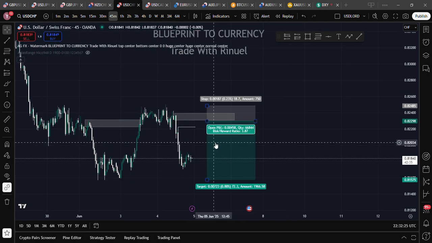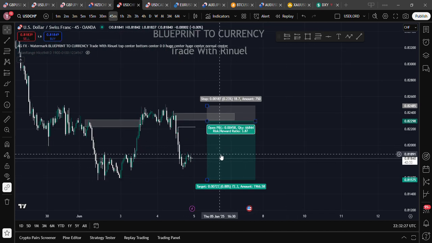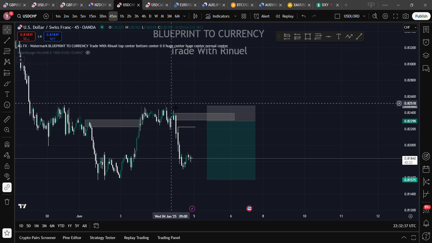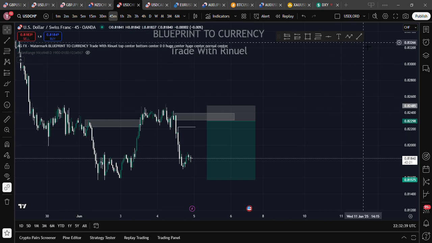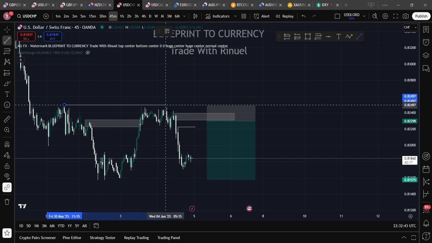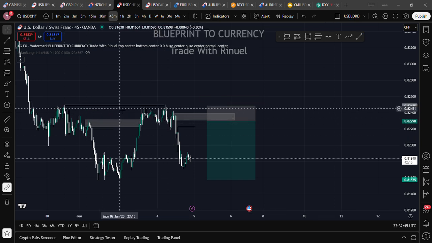But then this particular one on USDCHF is not a high probability trade. Why? Because we have this double top here, this zone here, which is liquidity. Do you see these equal highs here? I don't like these equal highs. Price is going to take this zone out as liquidity.